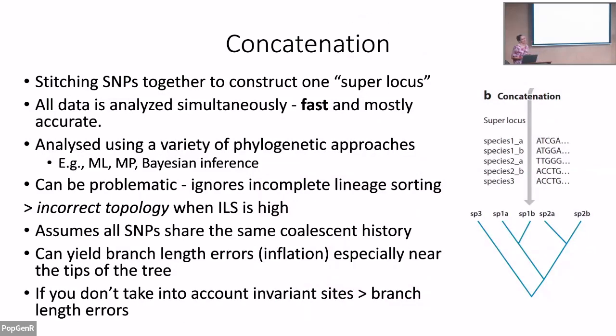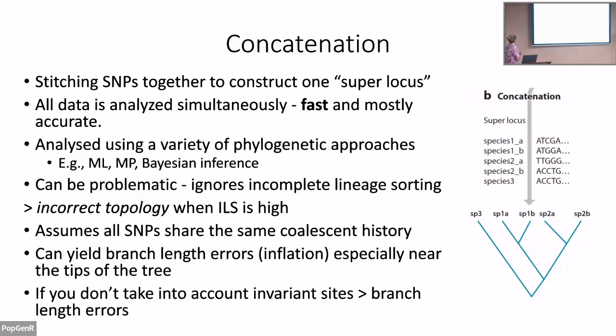Concatenation is effectively stitching all your SNPs together to construct one sequence. It's a useful approach because it can be fast and generally pretty accurate, except for, as Craig highlighted, under assumptions potentially of migration, recombination, things like that. But with SNPs, you don't have to worry about the recombination. There's a variety of approaches that you can use concatenated data for. In the example in the tutorial, it's a maximum likelihood phylogenetic reconstruction.